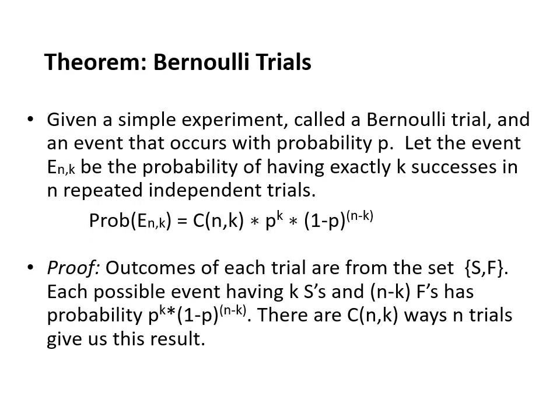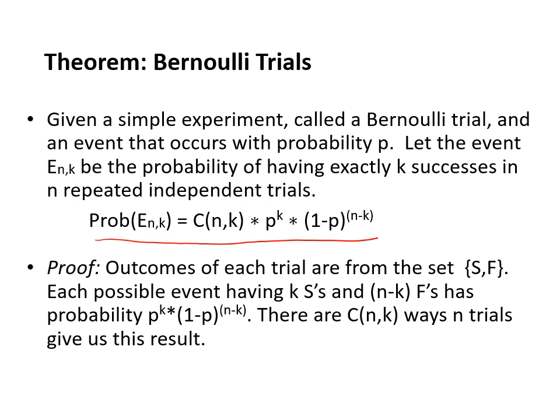So this leads us to the theorem called Bernoulli trials. Given a simple experiment called the Bernoulli trial and an event that occurs with probability p, let the event E of n, k be the probability of having exactly k successes in n repeated independent trials. Then the probability of this event E of n, k is choose k out of n times p to the power of k times 1 minus p to the power of n minus k.